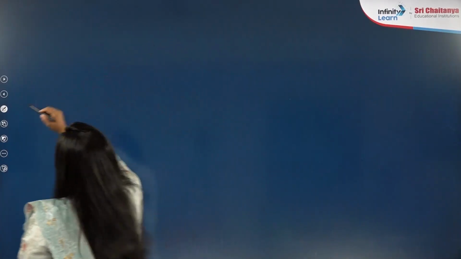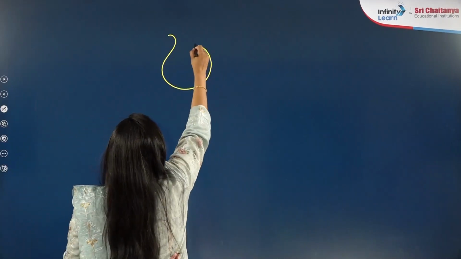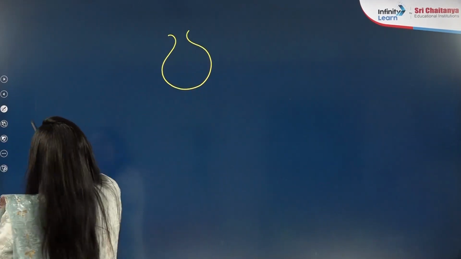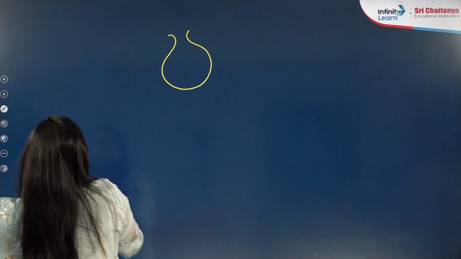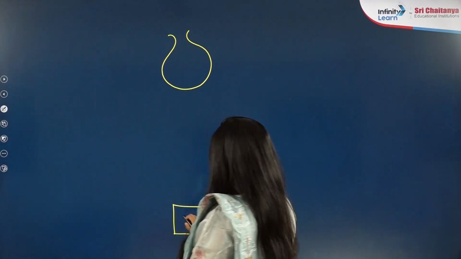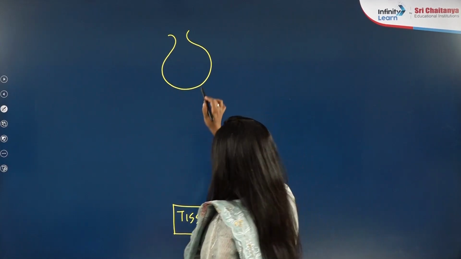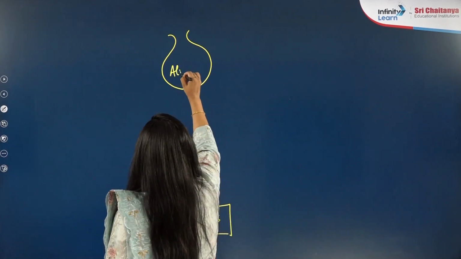One is the alveolar level. Just now you have seen this alveoli, right? And the other level is at the tissue level. Let me make tissues here. So, let us suppose these are tissues, beta, and let us suppose this is alveoli.